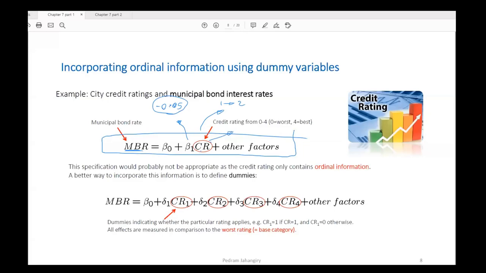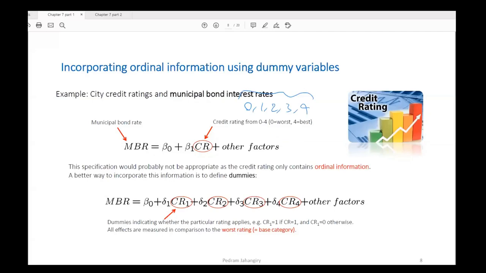Going from 1 to 2 does not double your credit. Going from 1 to 3 does not triple your credit, and so on. Because we have 5 different classes, 0, 1, 2, 3, 4, the correct way to put this in the model is to come up with 4 dummy variables. So I can have CR1, CR2, CR3, CR4. How do I define them? CR1 is equal to 1 if your rating is 1. CR2 is equal to 1 if your rating is 2, and so on. CR3 is equal to 1 if your rating is 3, and CR4 if your rating is 4.